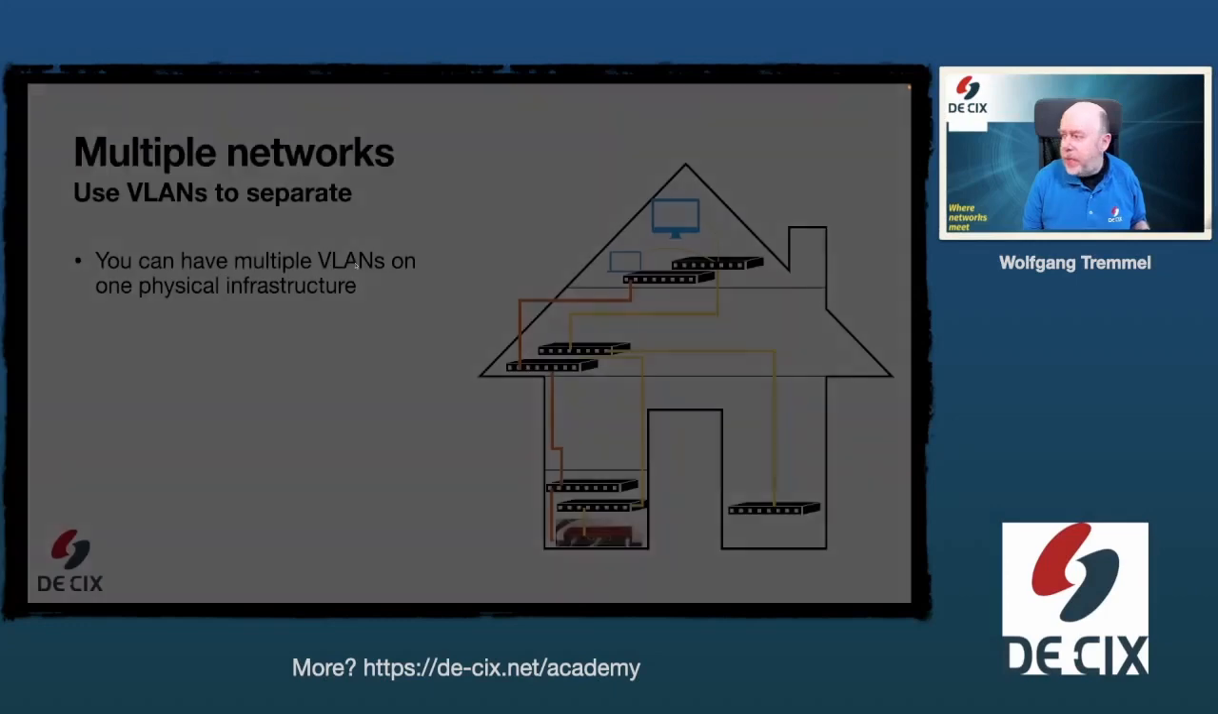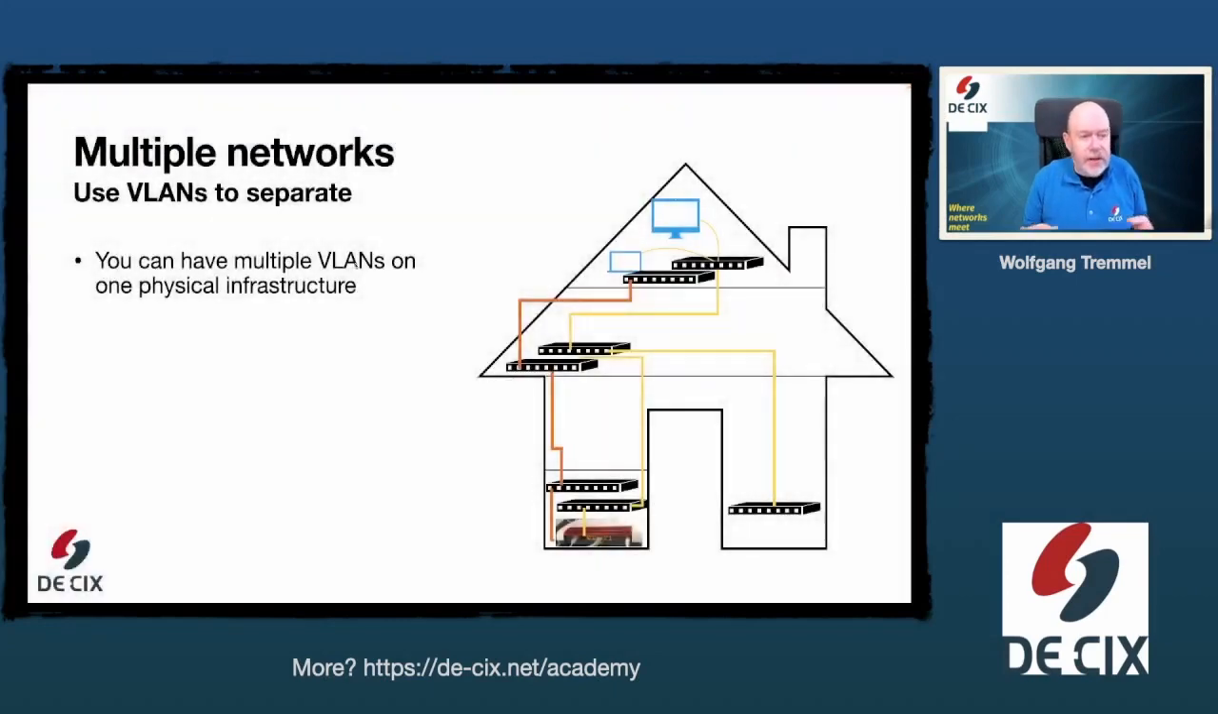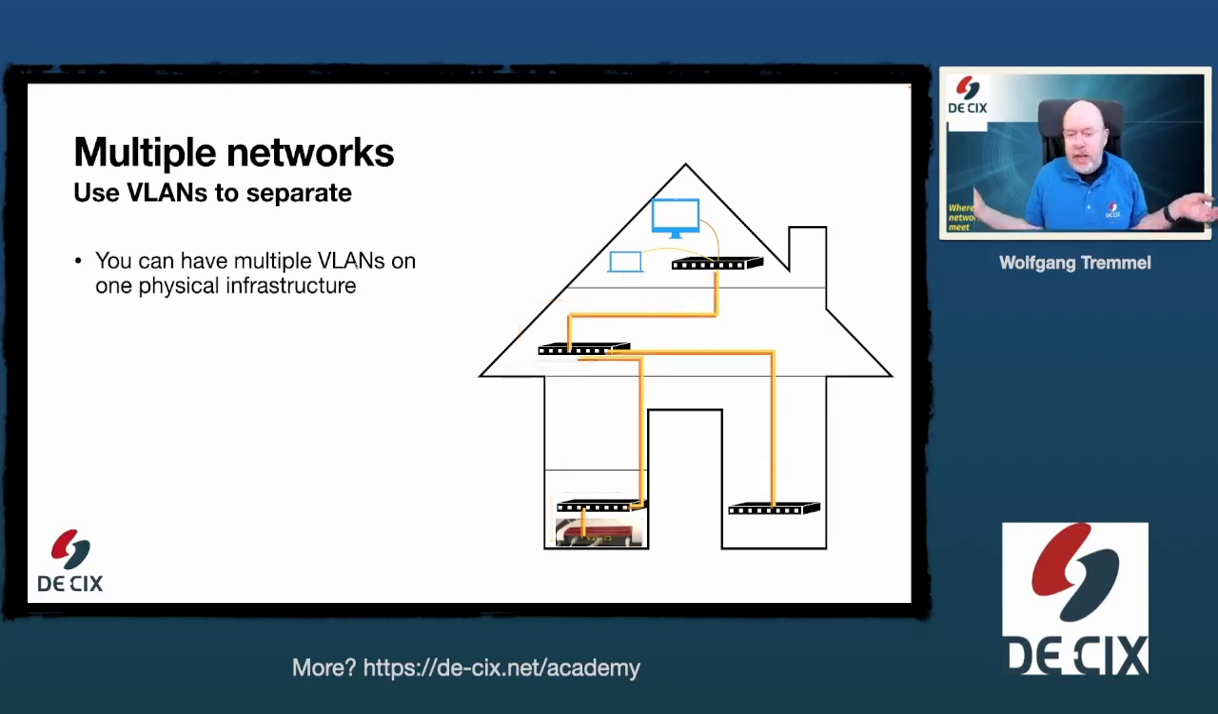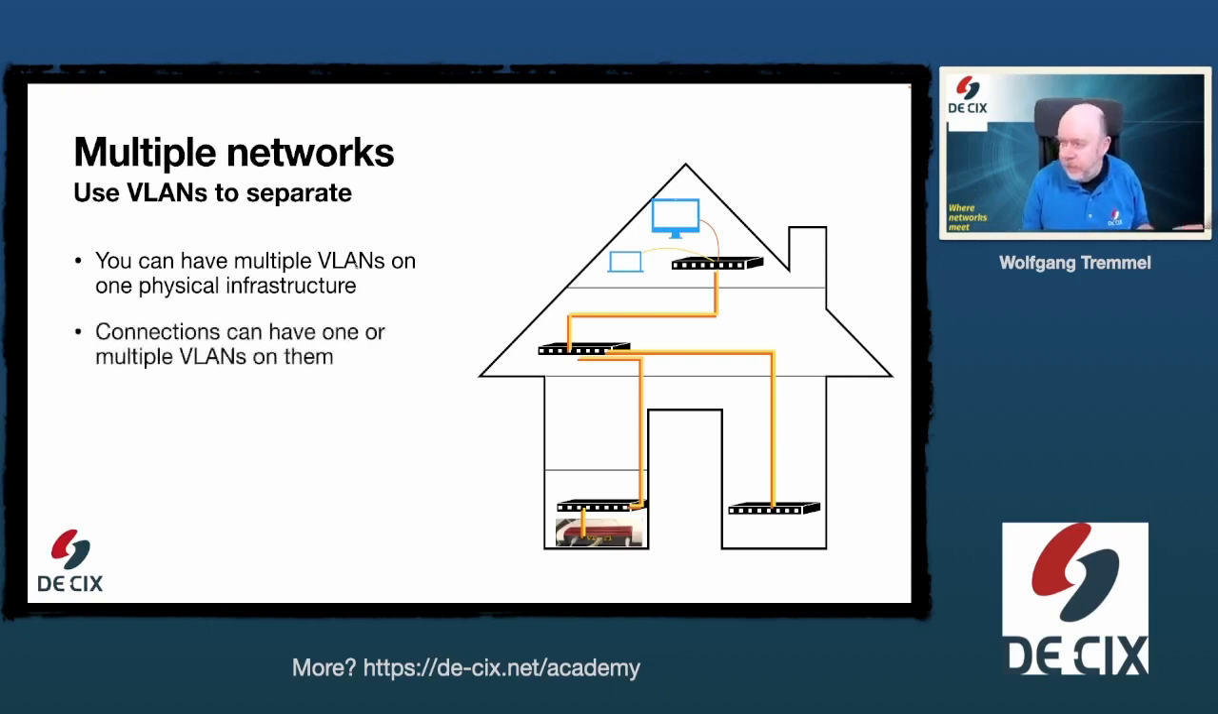So what can we do with VLANs? You can have multiple VLANs on one physical infrastructure. And that would look like that. So you're running a second LAN on your physical infrastructure, and the systems on each VLAN cannot communicate with the other VLAN. And so you keep separate things separate. Connections between switches can have one or multiple VLANs on that. And if they carry multiple VLANs, they are also called a trunk.